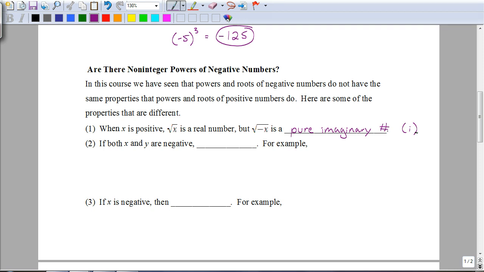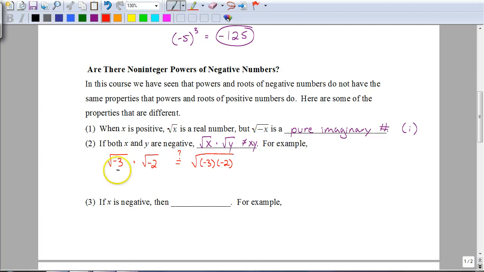Now, if both x and y are negative, the square root of x times the square root of y does not equal the square root of x times y. And here's why that is. Let's look at an example. Let's say I have the square root of negative 3 times the square root of negative 2. I want to see, does that equal the square root of negative 3 times negative 2? Are these two the same value?